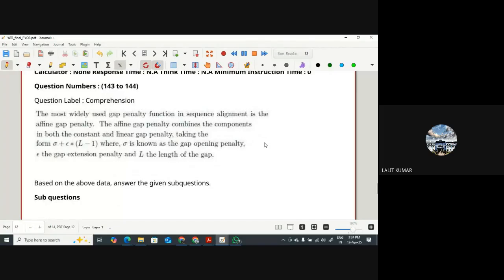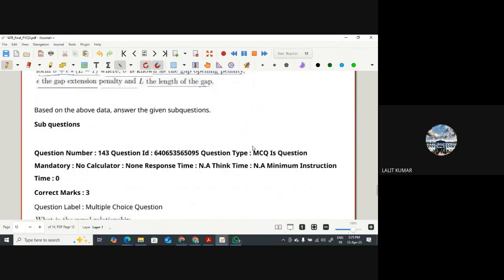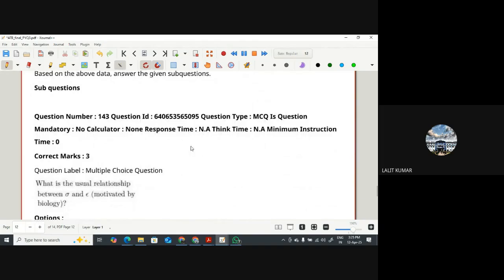Okay. The most widely used gap penalty function in sequence alignment is the affine gap penalty. The affine gap penalty combines the components of both the constant and linear gap penalty, taking the form sigma plus epsilon times (L minus 1), where sigma is known as the gap opening penalty, epsilon is the gap extension penalty, and L is the length of the gap. So this we know, the formula. Based on the above data, answer the given sub questions.